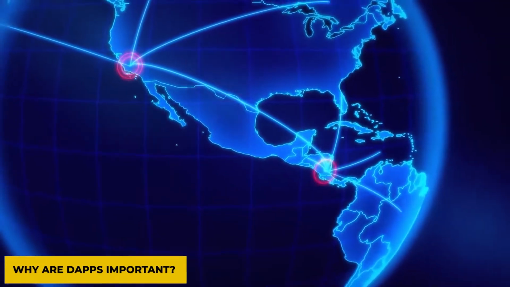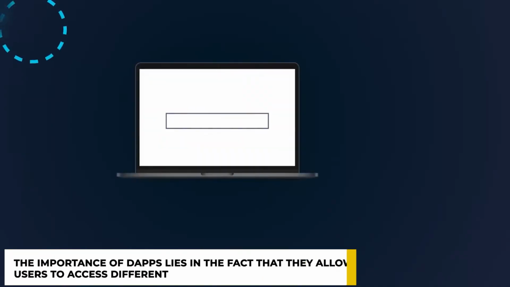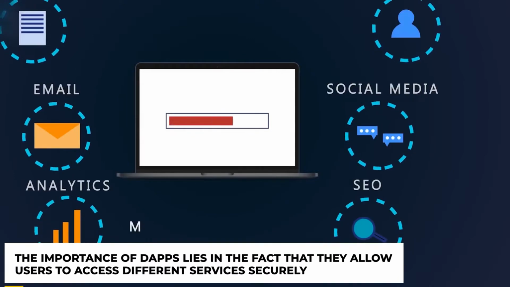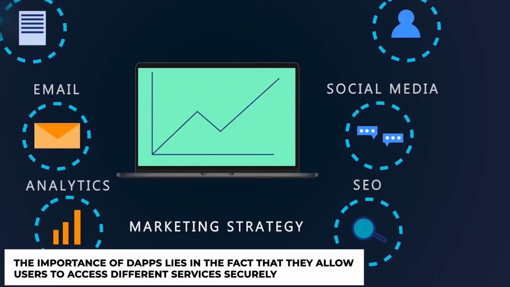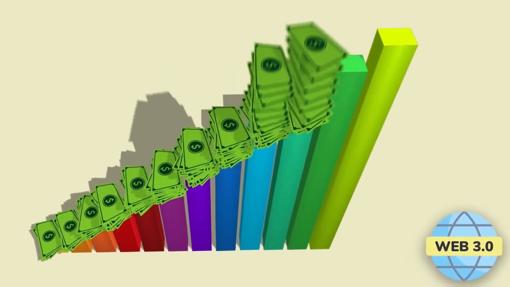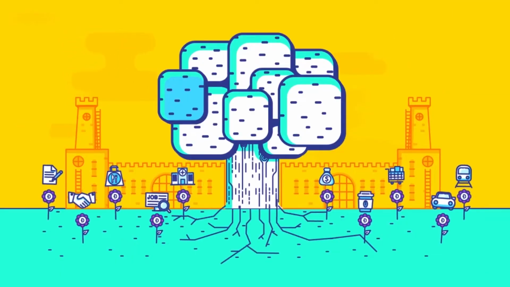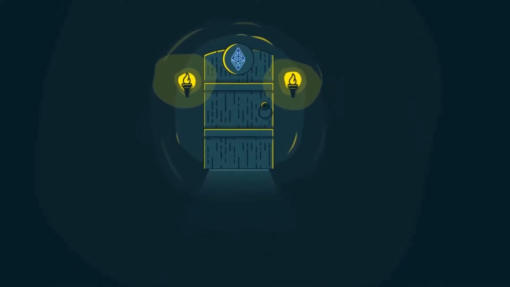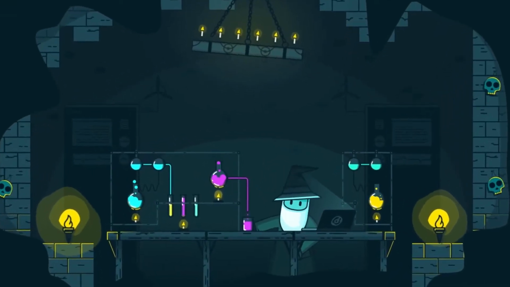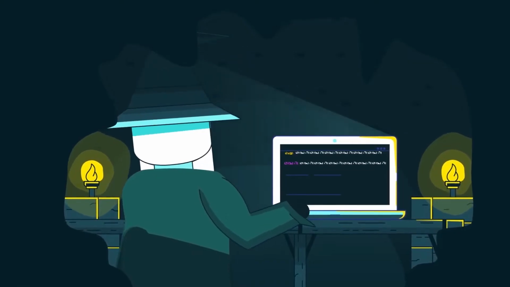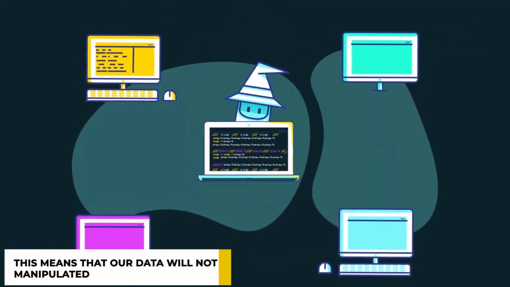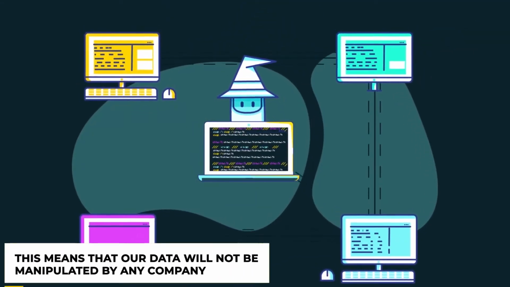Why are dapps important? The importance of dapps lies in the fact that they allow users to access different services securely. These decentralized applications can be used on computers as well as on cell phones or via websites. They are applications that are always open source and work without being controlled by any group. This means that our data will not be manipulated by any company.